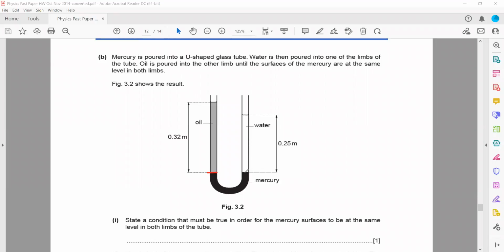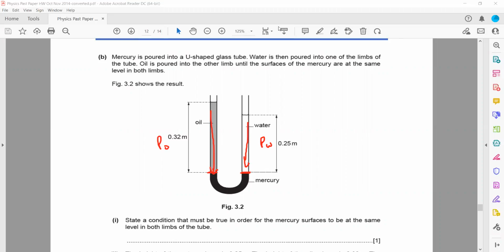The level of the mercury is the same on both sides. We put water on one side and oil on the other side. So if the level of the mercury is the same on both sides, we can say the pressure exerted by the water is equal to the pressure exerted by the oil. Water is exerting pressure, oil is also exerting pressure. Because the mercury level is the same on both sides, we can say both pressures are equal.